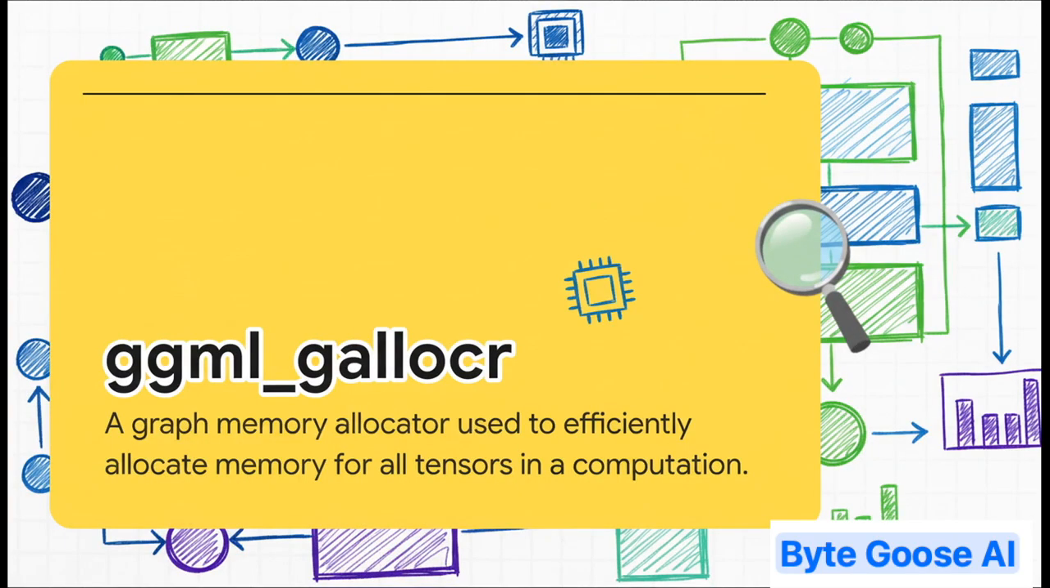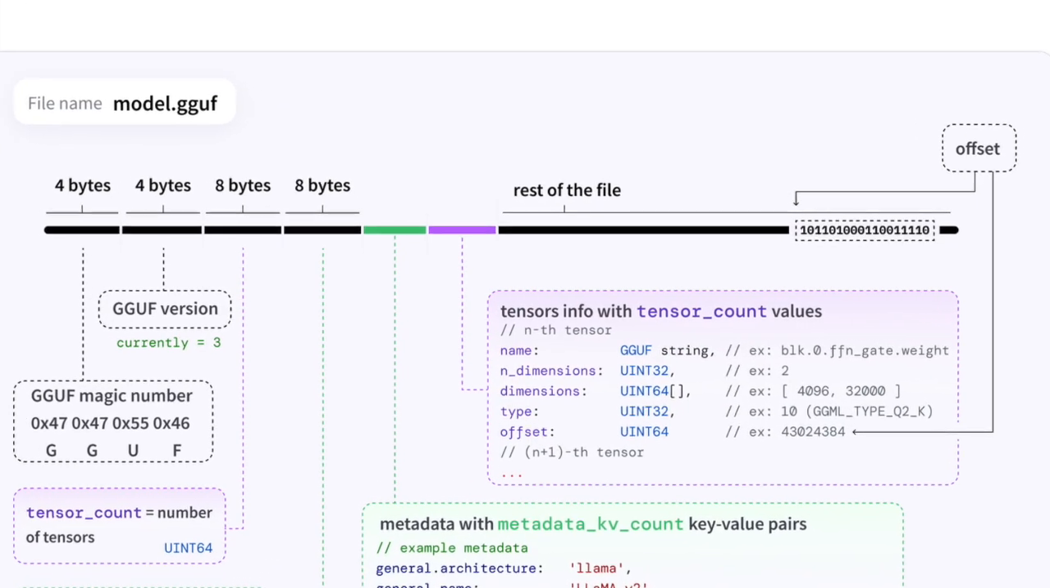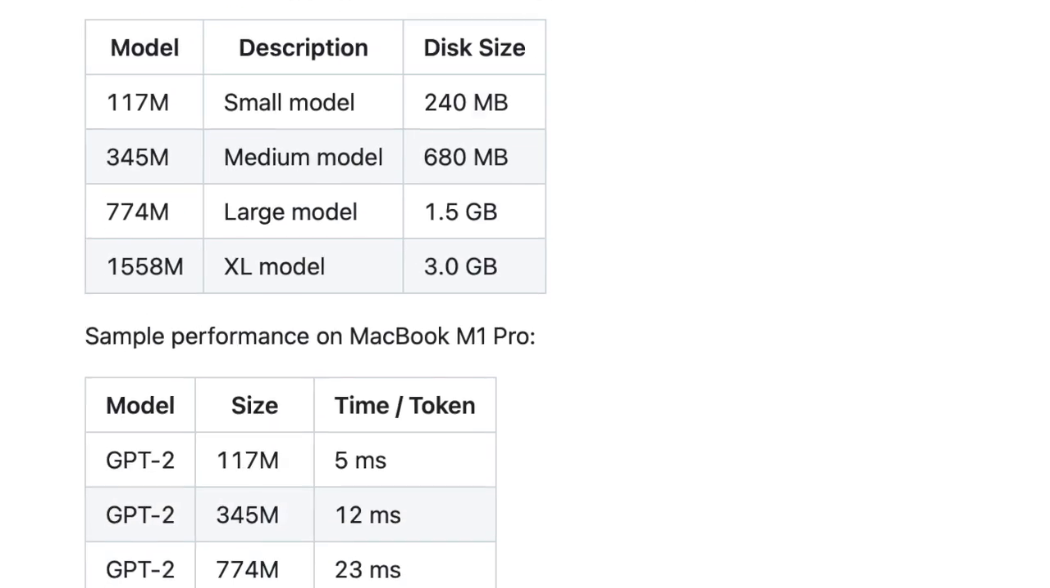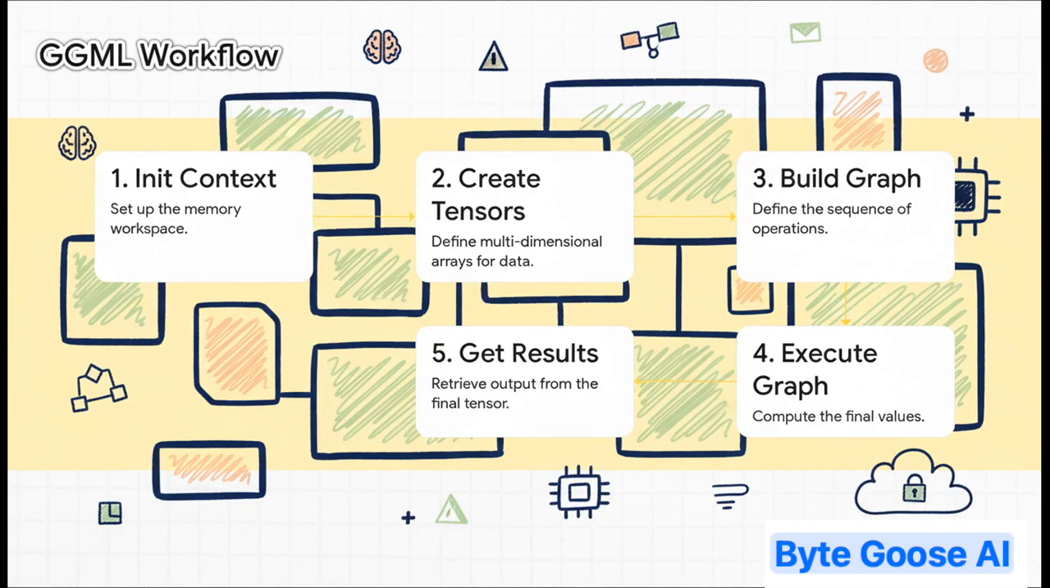And to make things even more efficient, we have GGML gallocr. Think of this as a super smart resource manager. Before a single calculation is done, it looks at your entire blueprint, the whole graph, and figures out exactly how much memory it's going to need for every single step, including all those temporary results. This means it can allocate memory with almost zero waste, and even reuse memory spots the second they're no longer needed. It's incredibly clever.